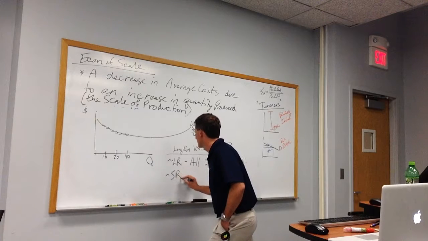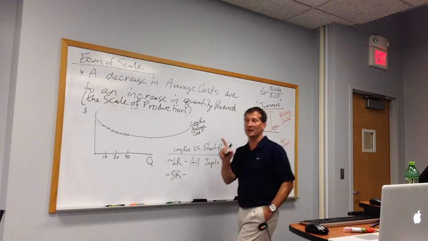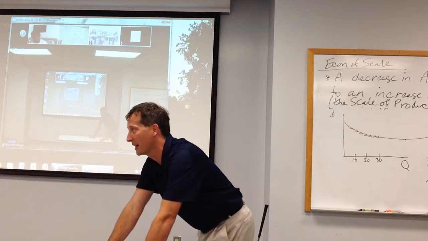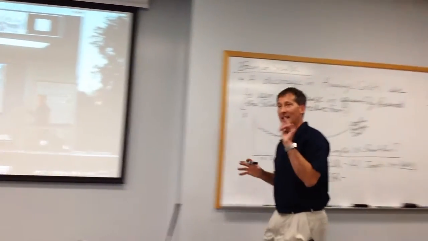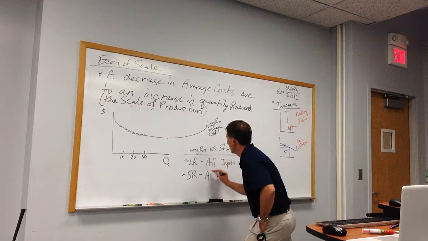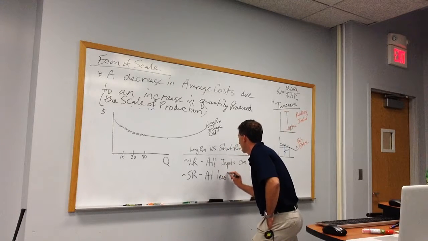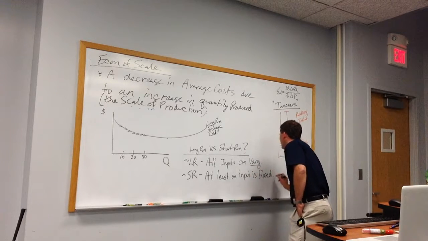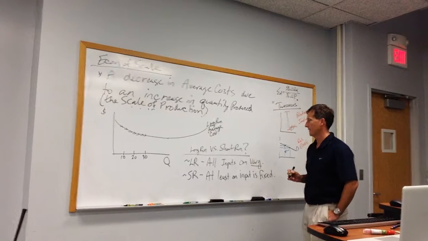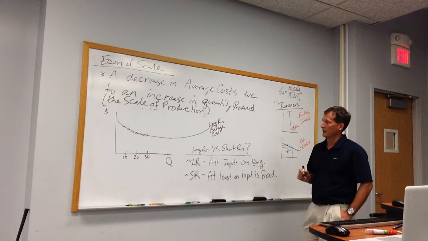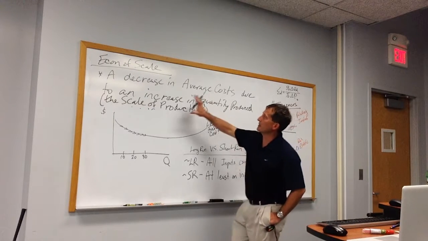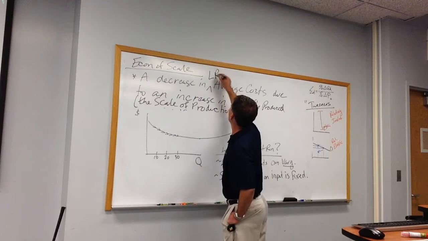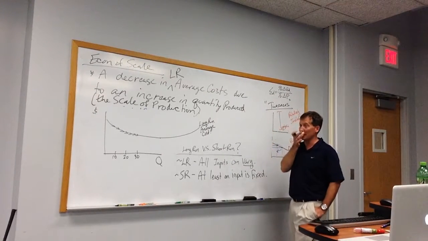In the short run, at least one thing is fixed. Today at the restaurant, the size of my grill is fixed. I can vary the labor, I can vary the hamburgers, but at least one thing is fixed. So in the short run, at least one input is fixed. Okay, so economies of scale is a long-run concept: a decrease in long-run average costs due to an increase in the scale of production.